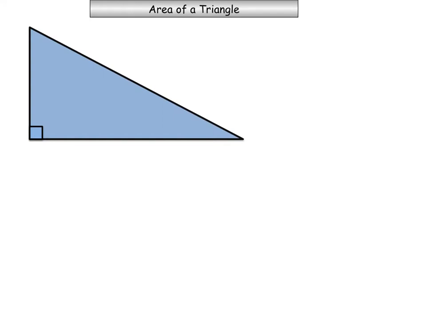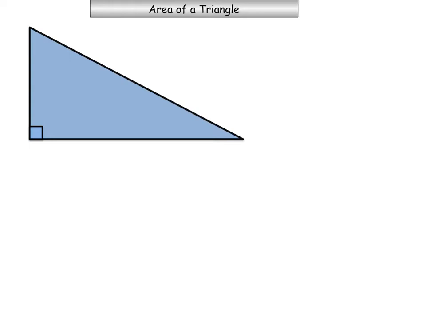Hi guys, we're going to have a look at the area of a triangle today, and we're going to develop the use of a formula in terms of this particular area. So let's just have a look at the most basic case. This is a right angle triangle.